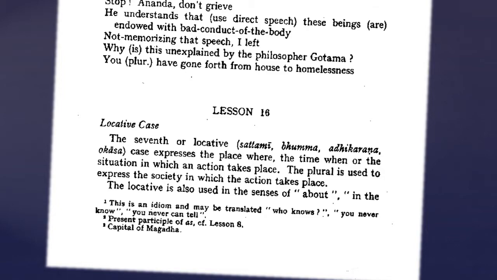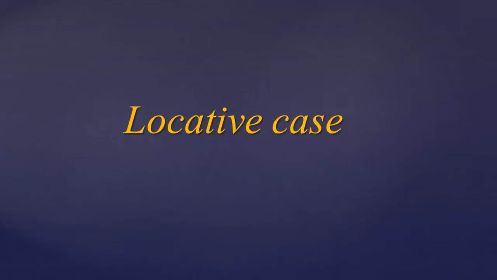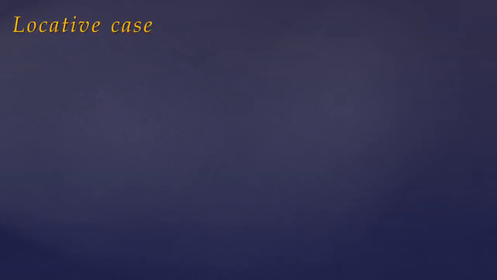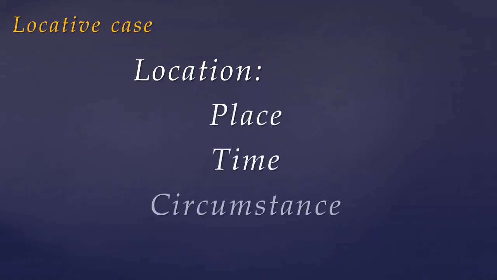So we begin lesson 16 with the locative case, and we're going to look at both how to recognise it and how it's used. The locative noun, as the name suggests, indicates location, either the place where, the time when, or the circumstance within which the action took place. And generally we can represent this with the English prepositions in, on, or at.